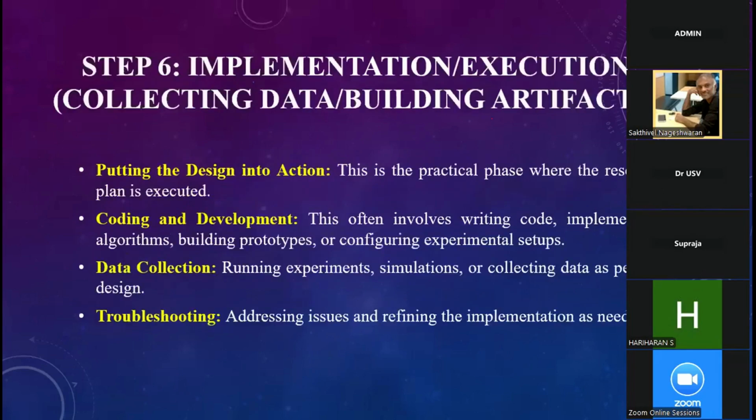And next, you can see building an artifact, putting the design into action. Here we come to the coding and development, a very small part. There is no need to be afraid of the coding, data collection and troubleshooting. So step 6 is important.